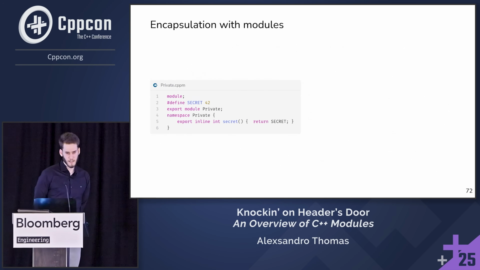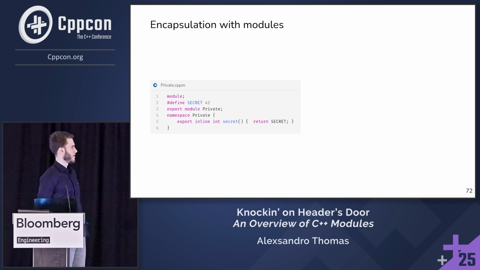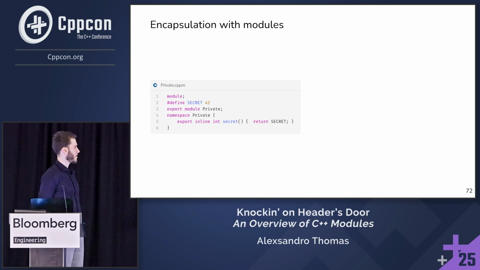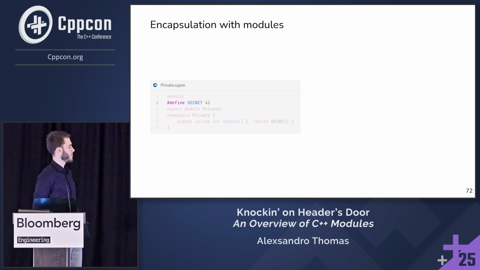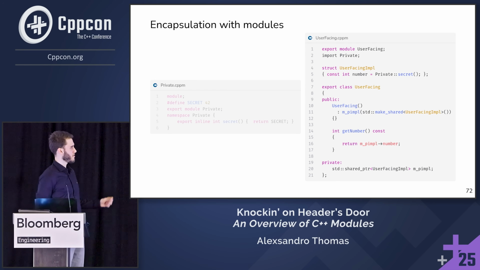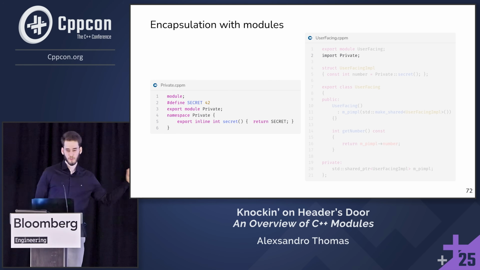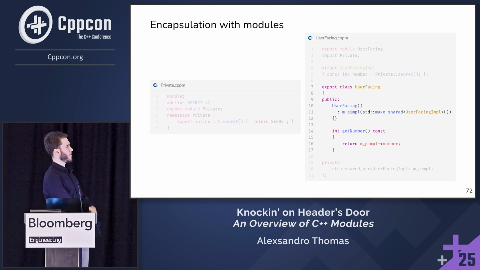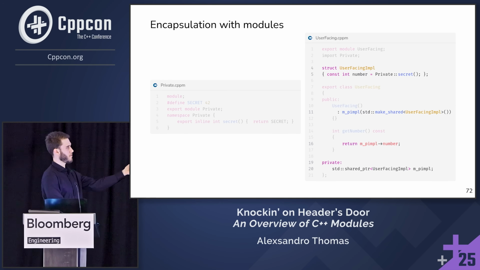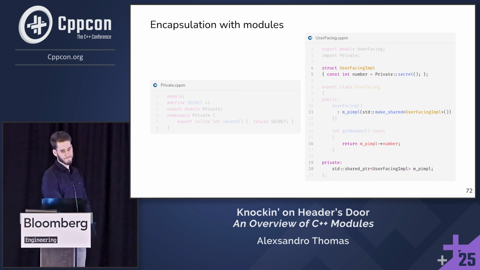So effectively, you give users of the user-facing class access to everything that was in private without exposing that dependency. With modules, that's very different. If we have the same header but now as a module, private.cppm, you export this module private, you have your macro definition, and then you export this secret function. Then in your user-facing.cpp, you export your module, and you import private, but you don't re-export it. Now you can just export this user-facing class that has an impl, and you don't export this impl, and then you broke your dependency because the users don't really have to know what that is.